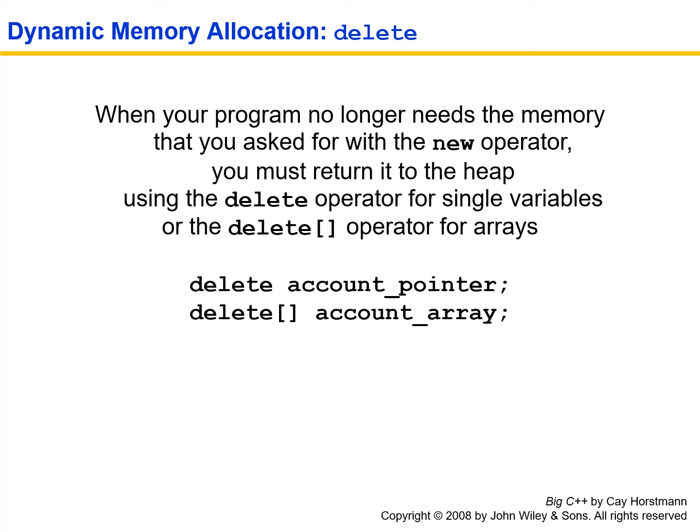When your program no longer needs the memory that you asked for with a new operator, you have to return that free memory to the heap using the delete operator, or the delete[] operator for arrays. If you don't do this, you end up storing unused memory in your program, and that makes your computer slow down, be less efficient, that sort of thing. When you create memory and forget to delete it later, that's called a memory leak.